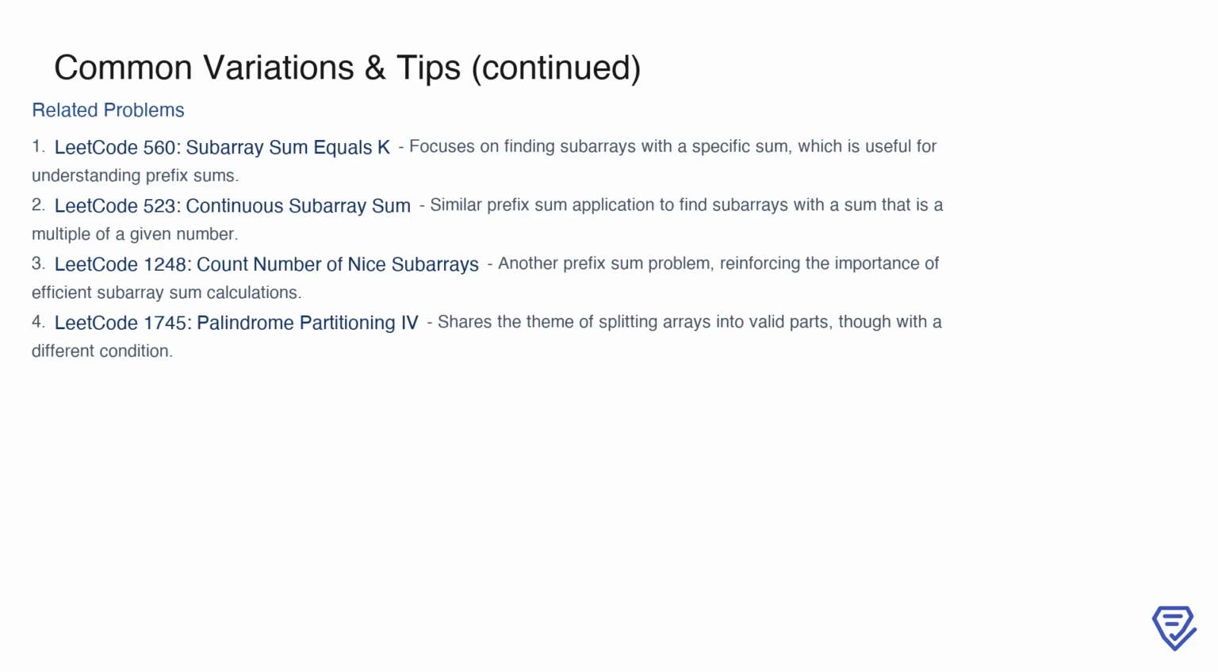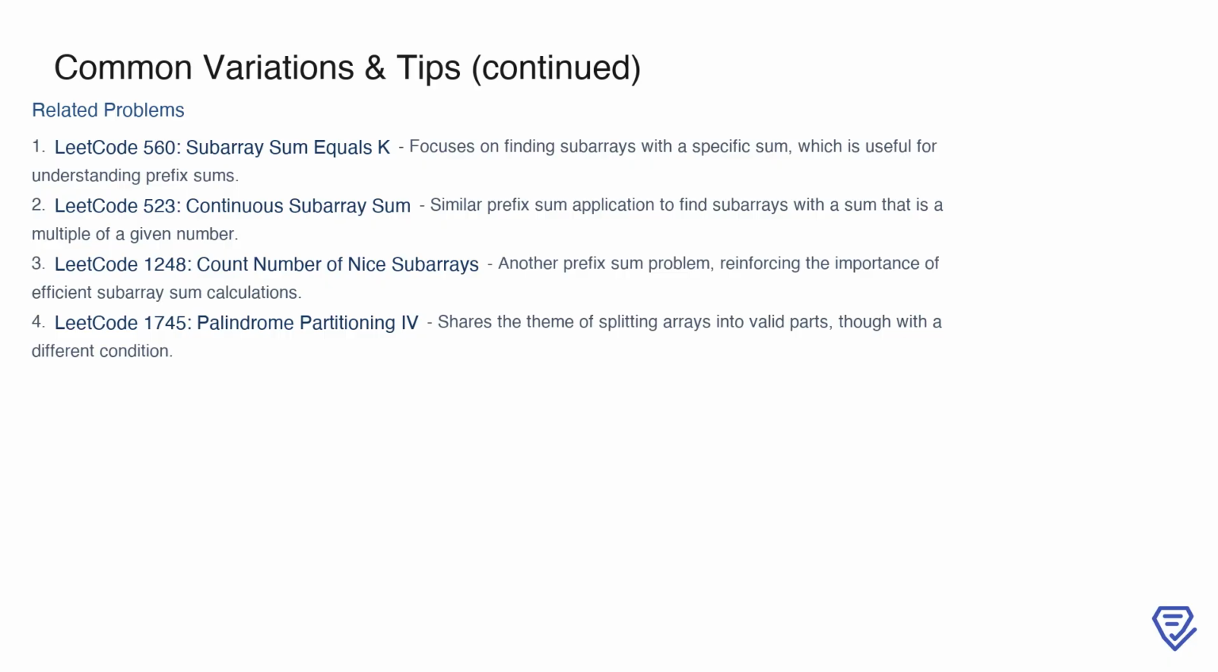This problem also connects to several related problems that can deepen your understanding of the techniques involved. For instance, LeetCode 560, subarray sum equals k, is a great example of using prefix sums to efficiently find subarrays with a specific sum. Similarly, LeetCode 523, continuous subarray sum, applies prefix sums to check if a subarray sum is a multiple of a given number. Another valuable problem is LeetCode 1248, count number of nice subarrays, which emphasizes the importance of efficient subarray sum calculations in a slightly different context.